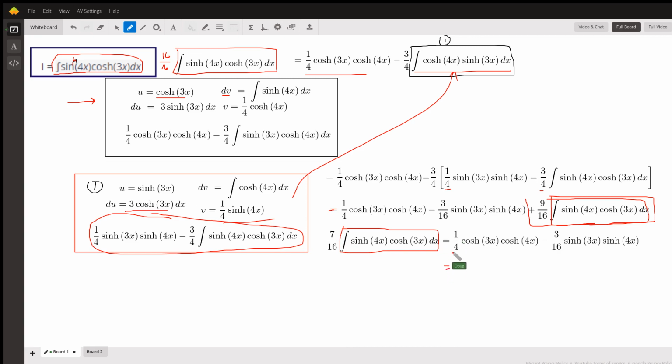So 16/7 times this 1/4 will give me 4/7 times this term, those factors. I won't show them. And 16/7 times this will be minus 3/7 times these factors. And there, now we can finally add the constant of integration.